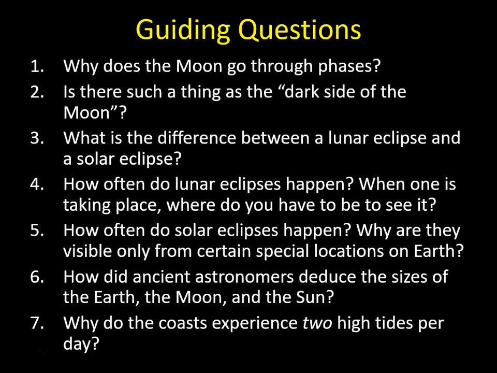Why does our moon go through phases? Is there any such thing as the dark side of the moon? What's the difference between a lunar and solar eclipse? And how often do lunar eclipses happen? And how often do solar eclipses happen?